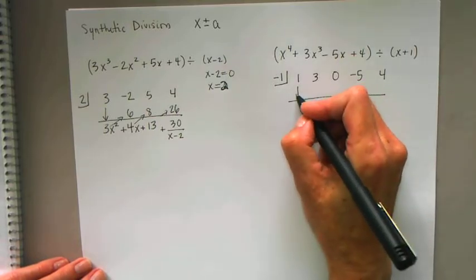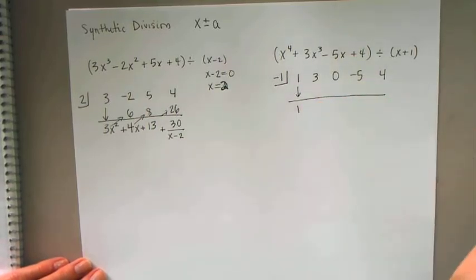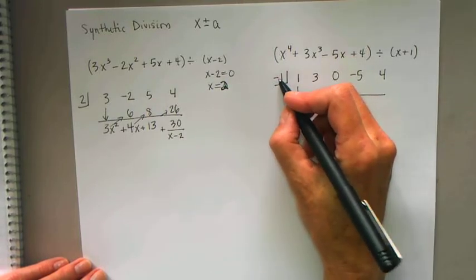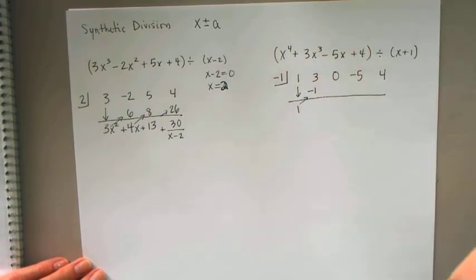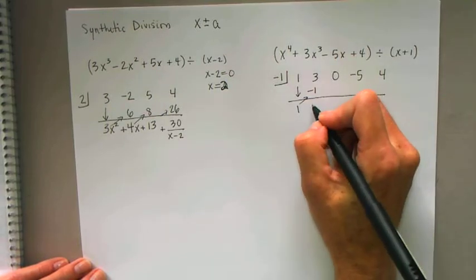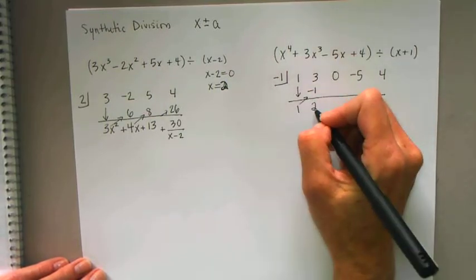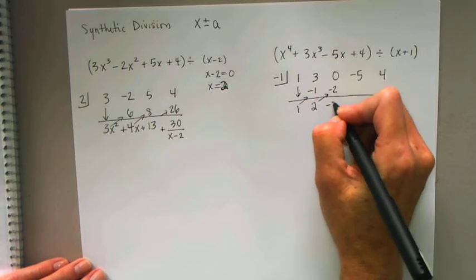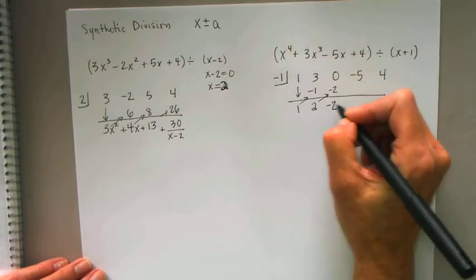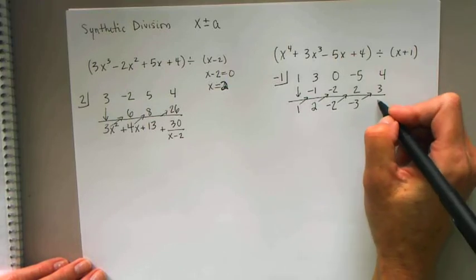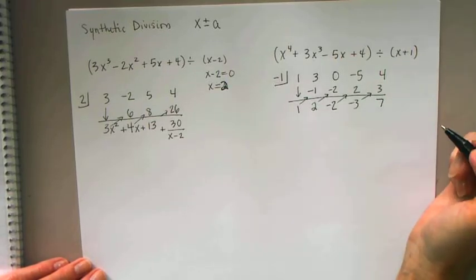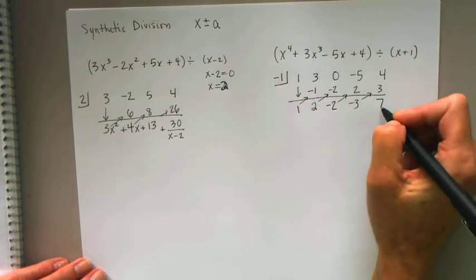Then, don't forget, pull the first number down, nothing changes. Multiply, negative 1 times 1, and that is negative 1. Add, multiply. Add, multiply. Multiply. And add. Now, if you like it, you can start with the remainder and go up.